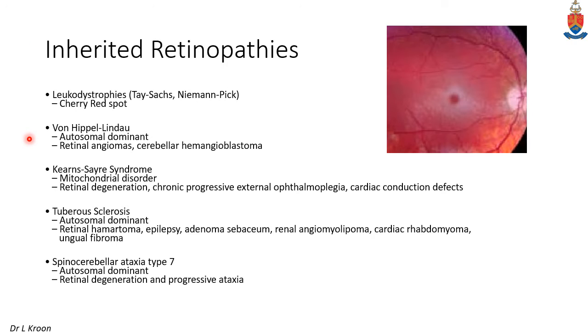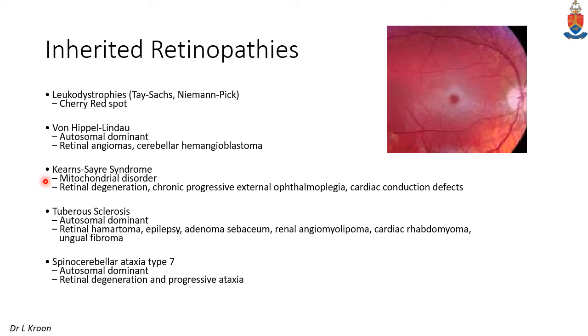Then retinal disorders can also be seen in von Hippel-Lindau syndrome. These are autosomal dominant. One can get retinal angiomas, cerebellar hemangioblastomas, as well as Kearns-Sayre syndrome, which is a mitochondrial disorder. In this condition, one can have retinal degeneration and a chronic progressive external ophthalmoplegia and cardiac conduction defects.